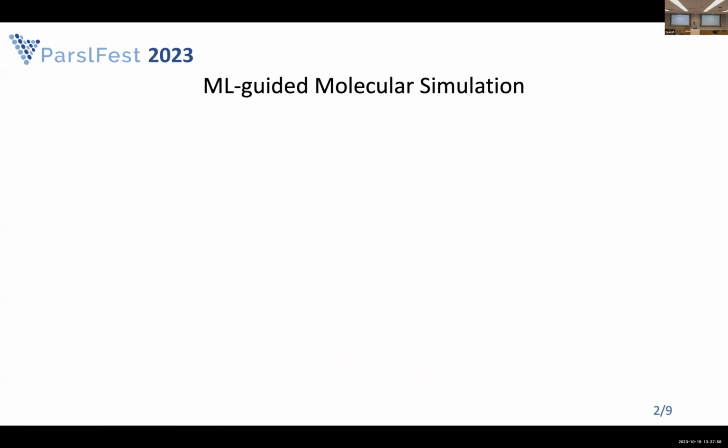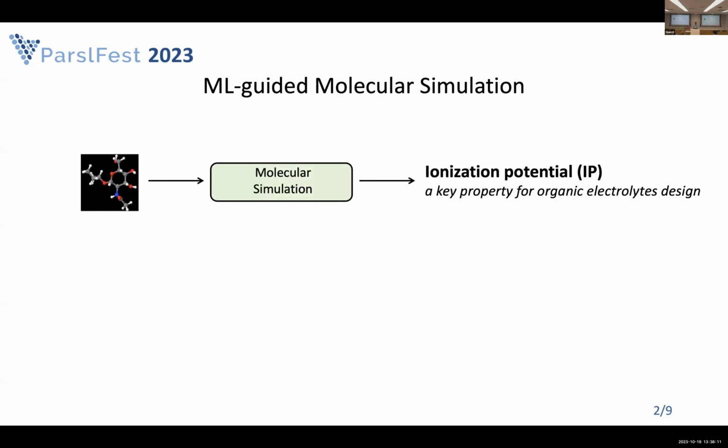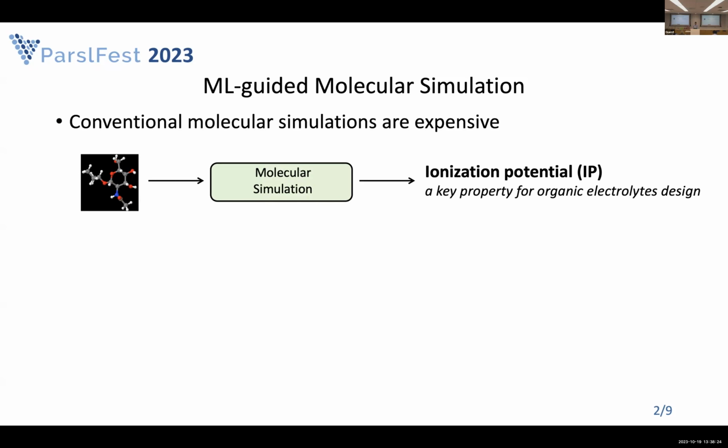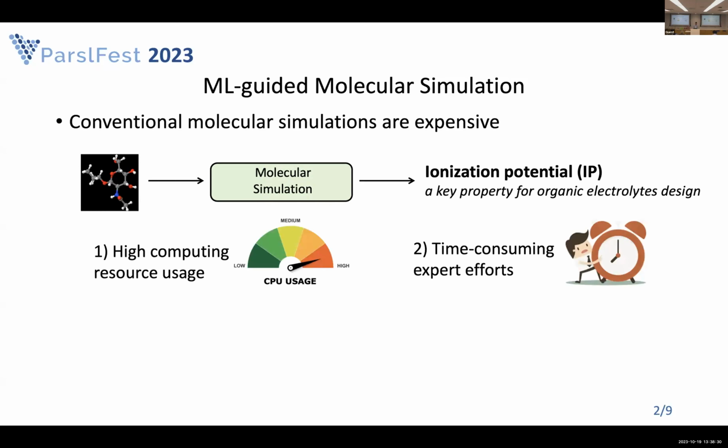Molecular simulations provide a powerful vehicle to explore complex biophysical phenomena such as protein folding and how molecules behave inside batteries. For example, given a molecule, upon the molecular simulation, we can easily measure the ionization potential, which is a key property for organic electrolyte design. But conventional molecular simulations among millions of molecules are expensive, which may lead to high computing resource usage and time-consuming human expert efforts in guiding the molecular simulation process.